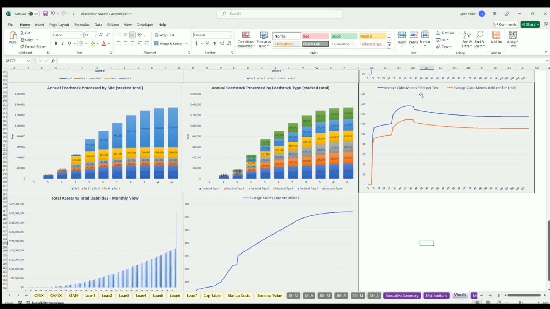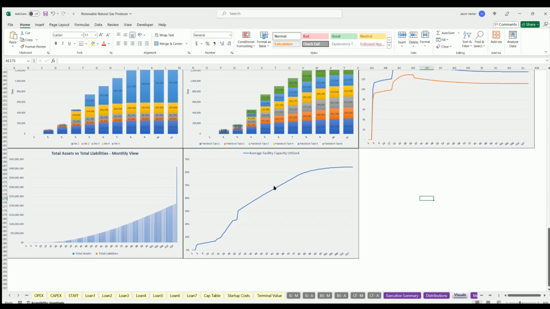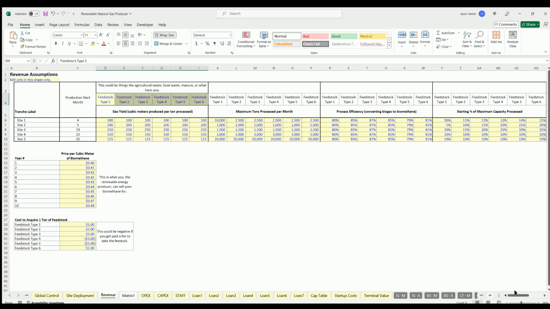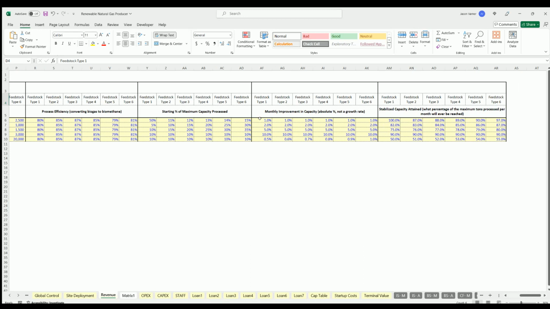Average cubic meters yield per ton, average cubic meters yield per ton real. So this is your process efficiency ratio, the difference between these two. Total assets versus liabilities and average facility capacity utilized. So this is a function of revenue, this starting capacity here, this and this across all those sites, and we get our average with that chart.